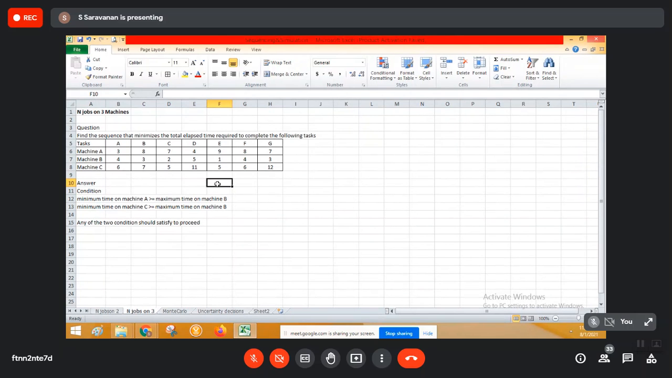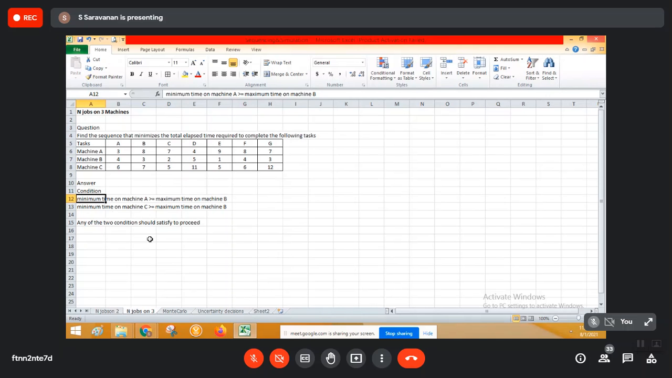Before moving on, again, all these are based on a certain algorithm called Johnson's. The person has provided certain conditions, and only after meeting those conditions can we proceed with this problem. The condition is: minimum time on machine A should be greater than or equal to maximum time on machine B. Minimum time on machine C should be greater than or equal to maximum time on machine B.